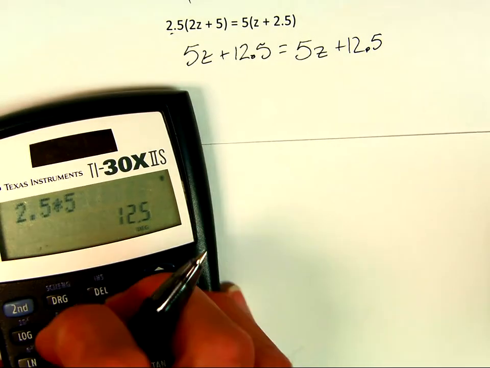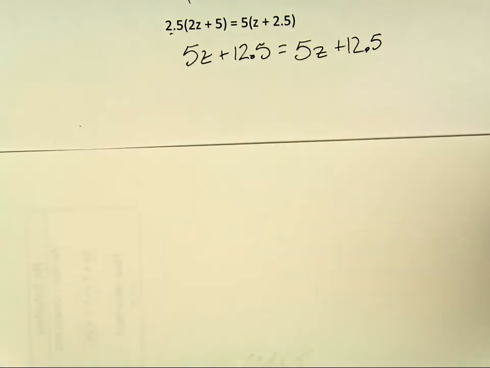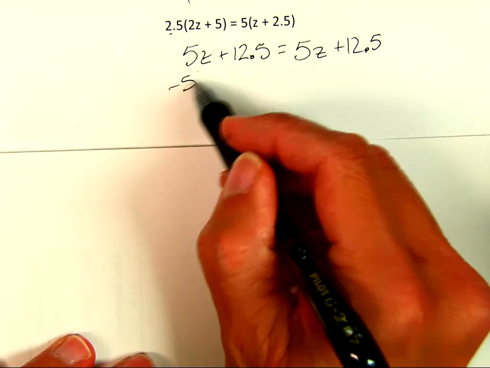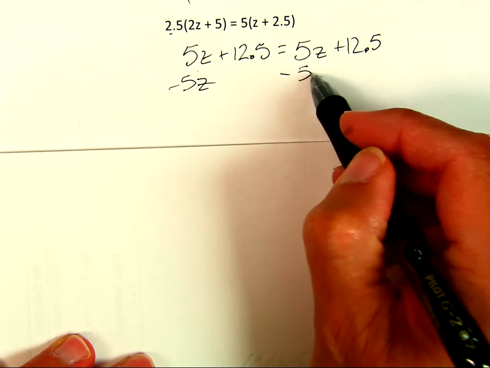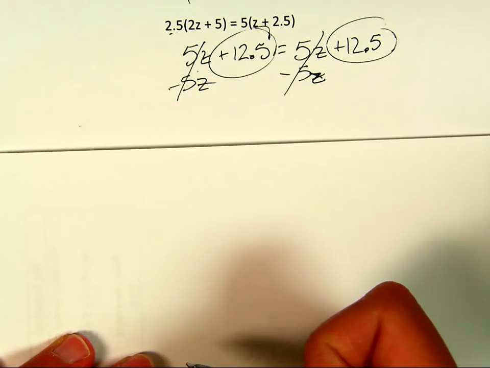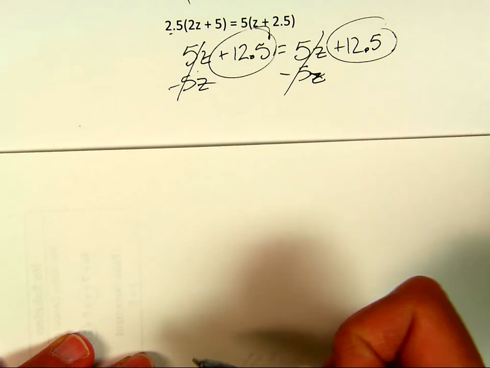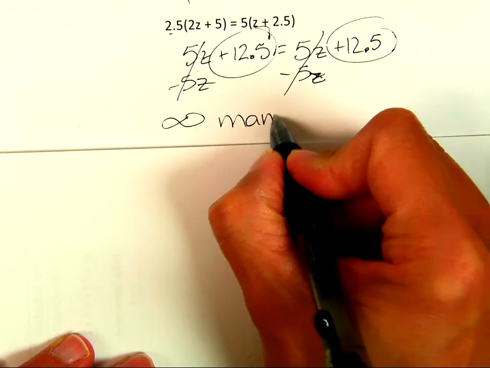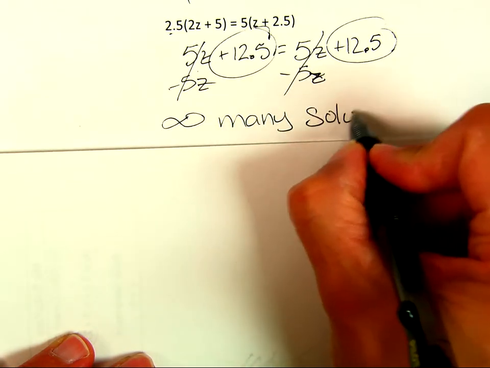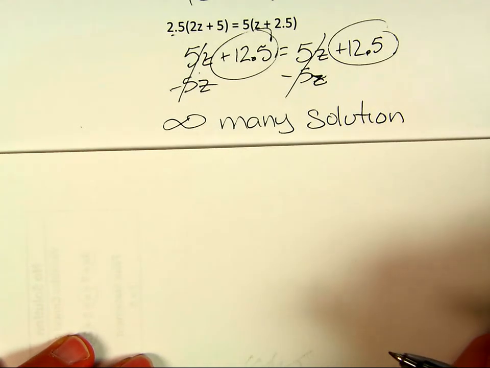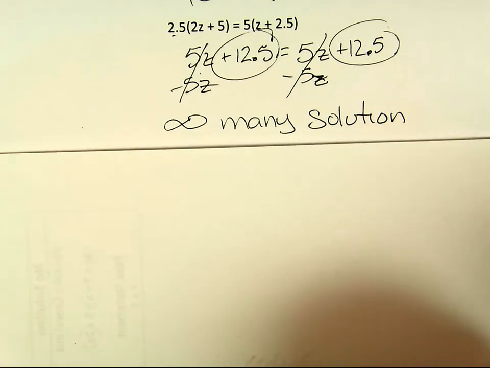Whoops. So what do you notice here? I notice that the variables are going to cancel out, right, when I subtract 5z from both sides. And then I notice that I get 12.5 equals 12.5, and that's a true statement. So that means I have infinitely many solutions. And I'm going to use that symbol for infinity so I don't have to write that word out. So that's what it looks like when you have infinitely many. Both sides look exactly the same.